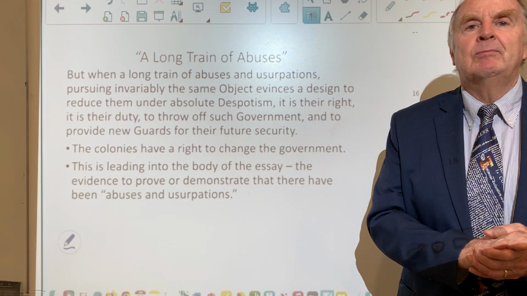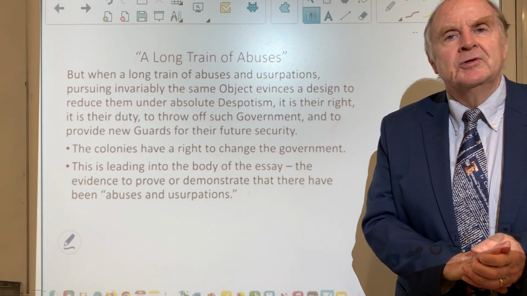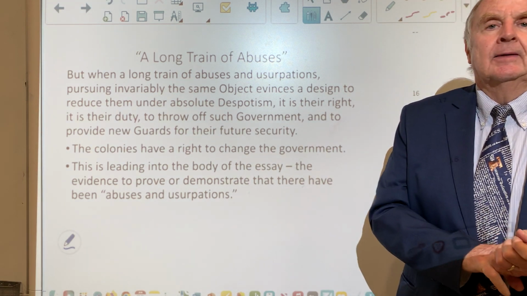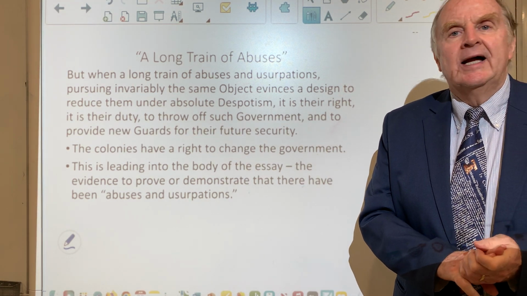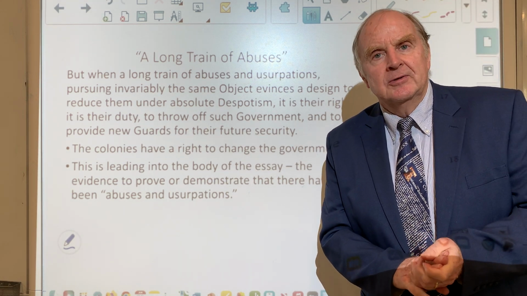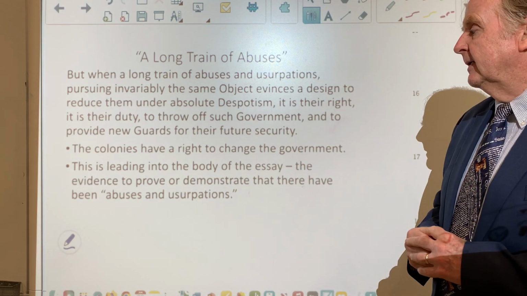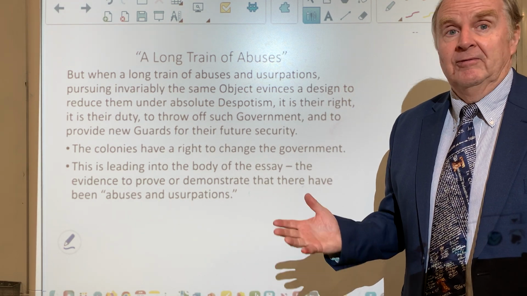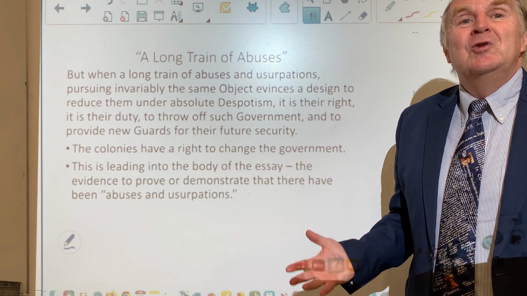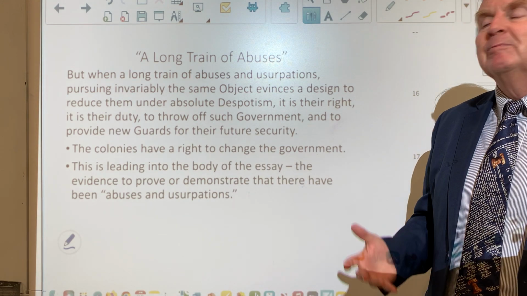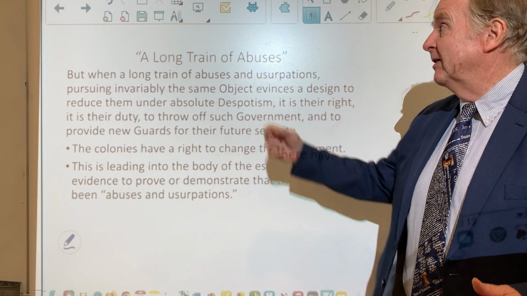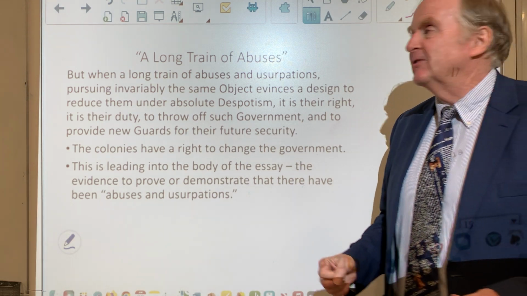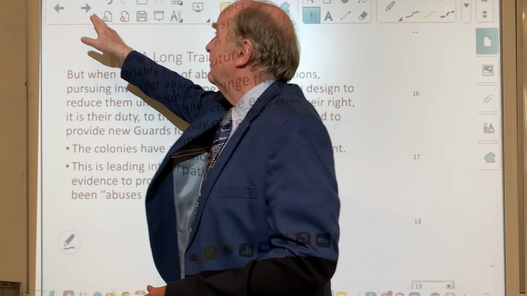Some of them, for example, include quartering soldiers in people's houses and closing down the colonial legislatures and things like that. And there's a whole list of them. The more evidence you have, the more persuasive your argument is. And so there is, as they put it, a long train of abuses in the Declaration of Independence.